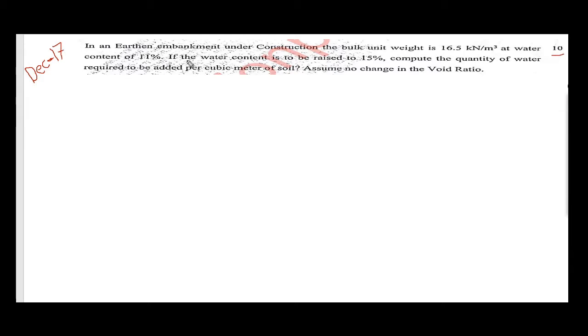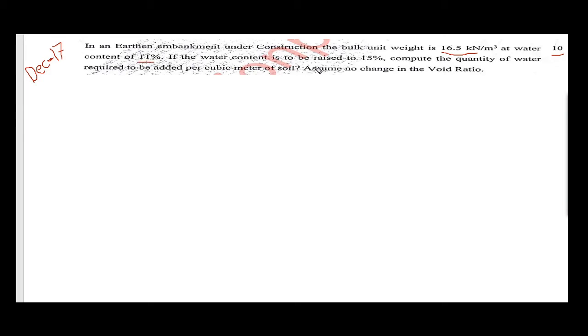In an earthen embankment under construction, the bulk unit weight is 16.5 kN per meter cube at a water content of 11%. If the water content is to be raised to 15%, compute the quantity of water required to be added per cubic meter of soil. Assume no change in void ratio. In the question, the bulk unit weight is given as 16.5 kilonewton per meter cube at a water content of 11%.